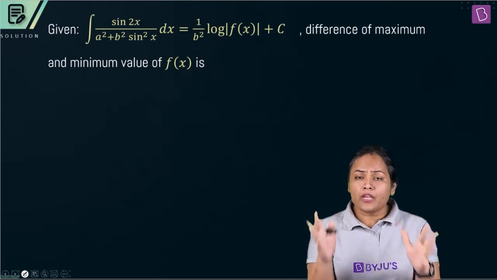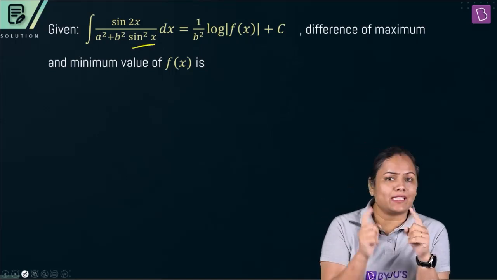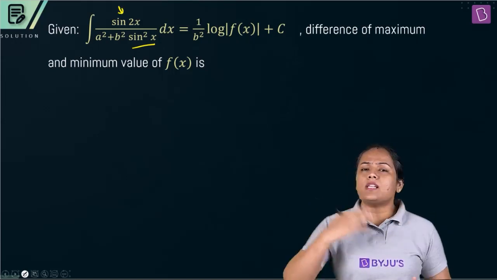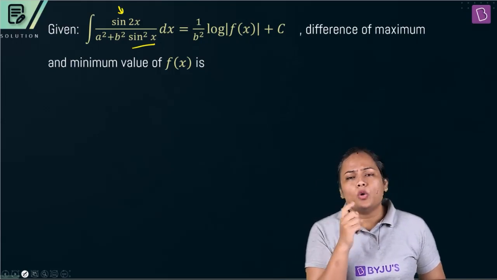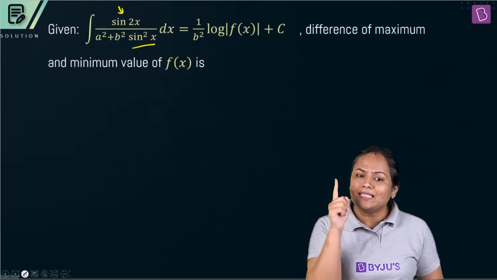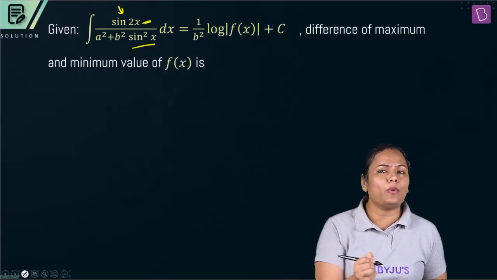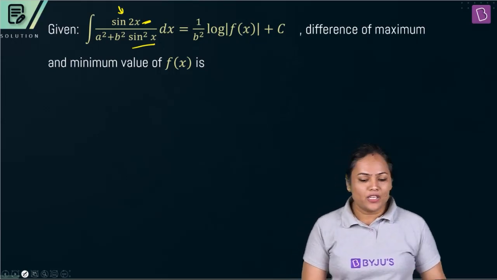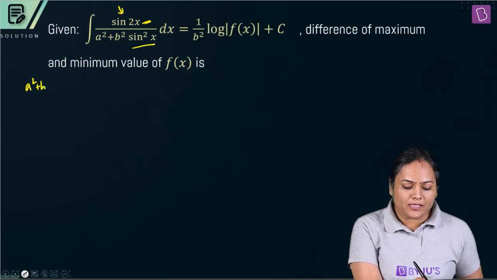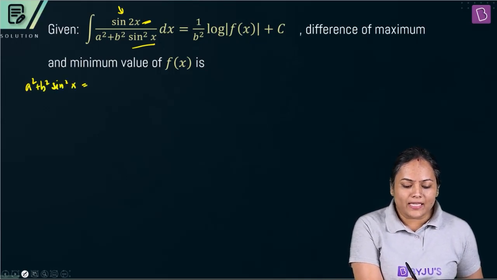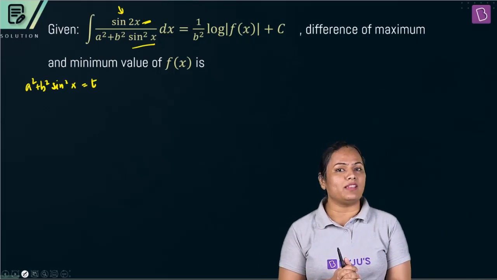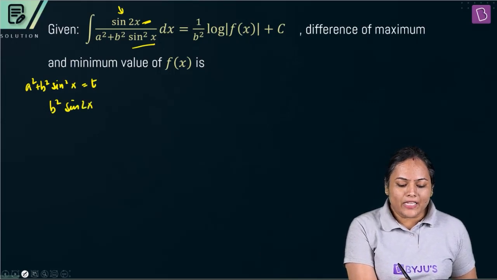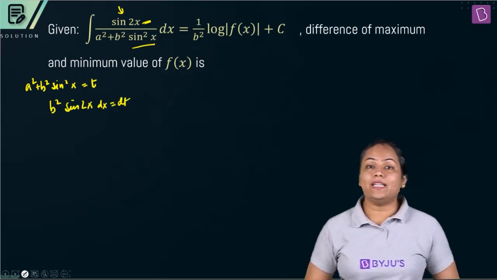Now, if we look at the term, I have sine square x in the denominator, sine 2x in the numerator. What is the derivative of sine square x, guys? Well, that is 2 sine x cos x, which is actually equal to sine 2x only. So, what are we going to use? Substitution, right? Let's assume a square plus b square sine square x as t and differentiate both sides. So, I am going to get b square sine 2x dx is equal to dt.